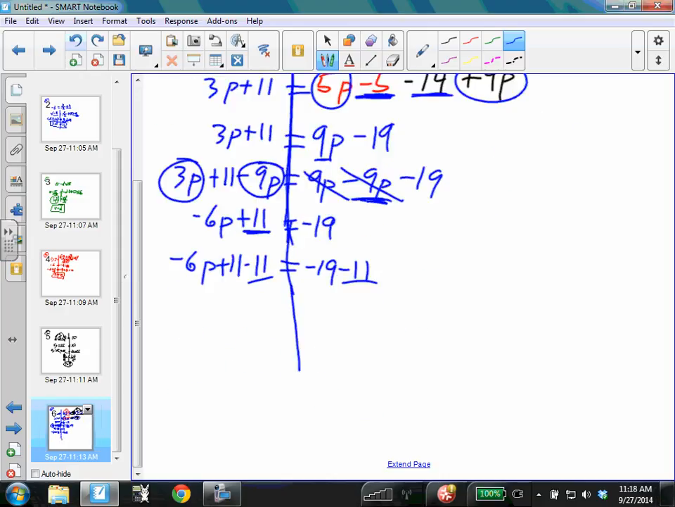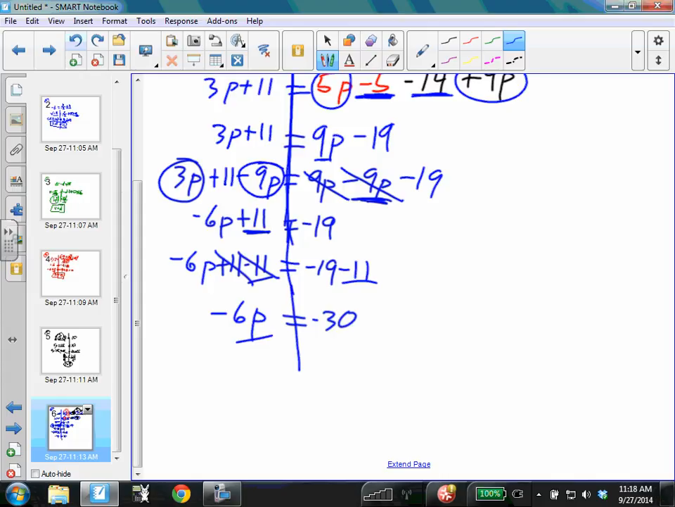All right, so now on the left-hand side, the positive 11 and the negative 11 cancel, and I just have negative 6p. On the right-hand side, negative 19 minus 11. So negative 19 would mean I would go down to the left on my number line. And then minus 11 would mean I'd go 11 more down the number line. And so by the time I was done, I would end up all the way at negative 30. So negative 6p is equal to negative 30.